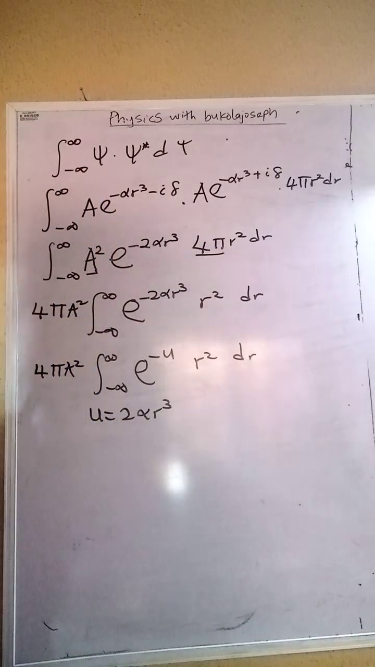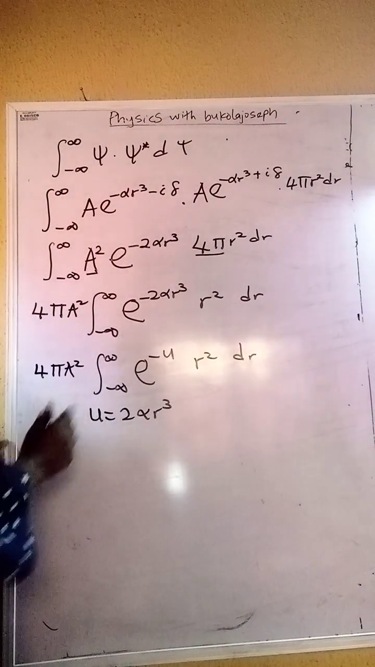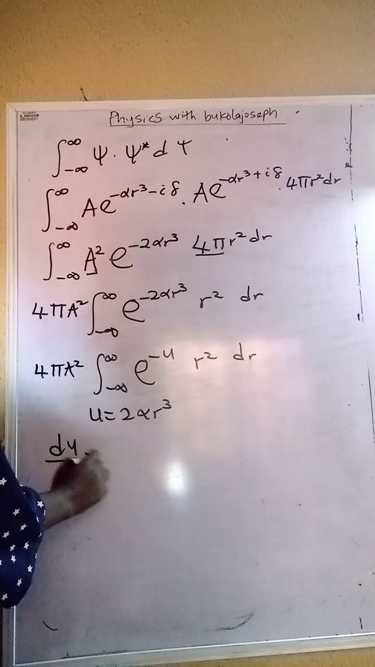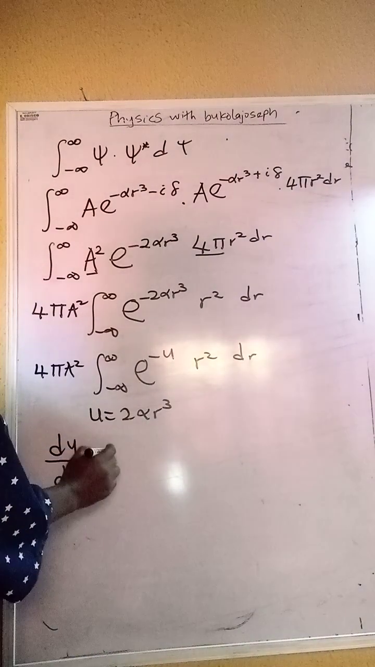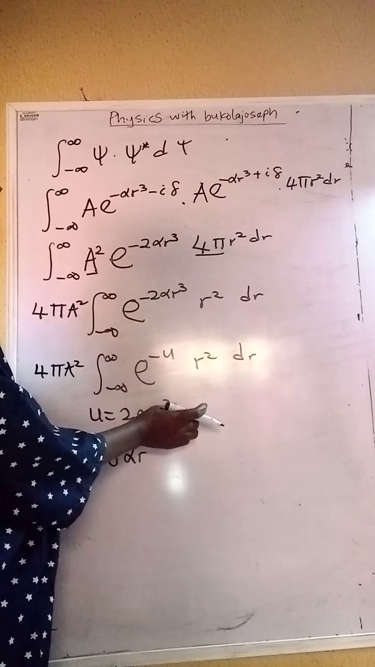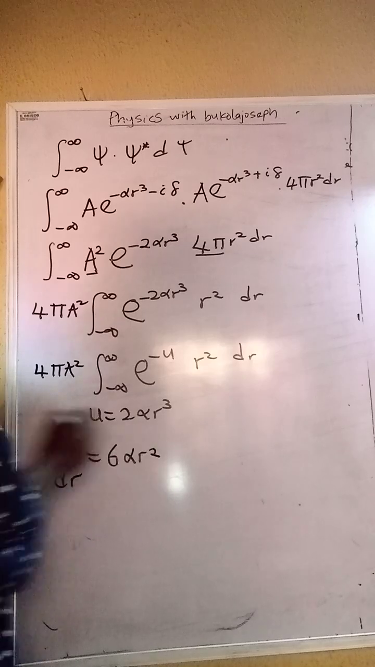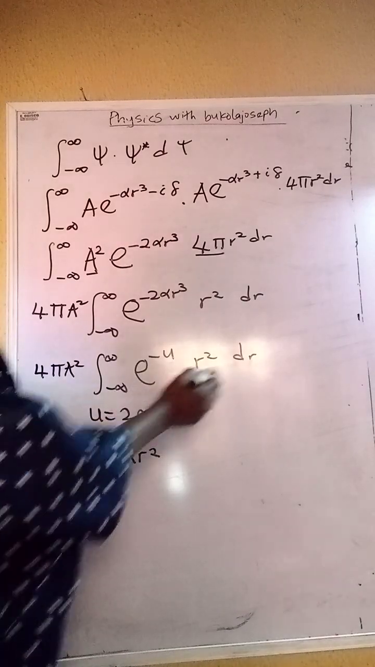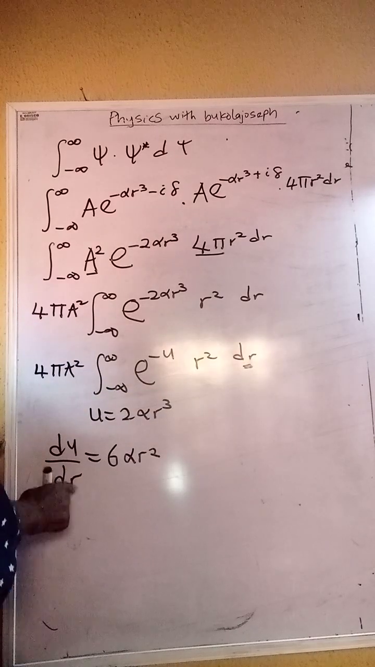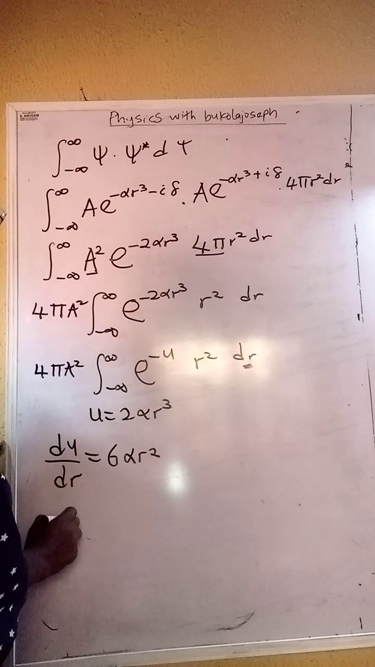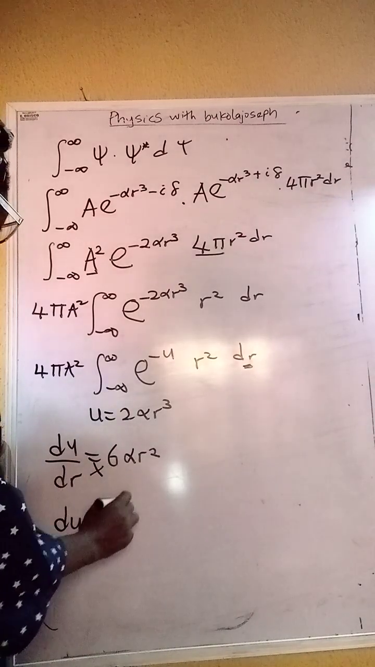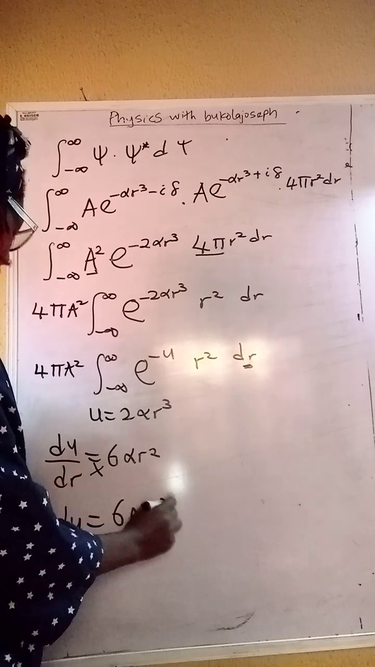Okay, so if we do this, we'll differentiate this. du dr will be equal to what? This times this will give us 6 alpha r, then we'll minus 1 from the power, then we'll have 6 alpha r squared. Mind you, we want to substitute dr, so we'll make dr the subject of the formula from here. Let's cross multiply. So we have du is equal to 6 alpha r squared dr.